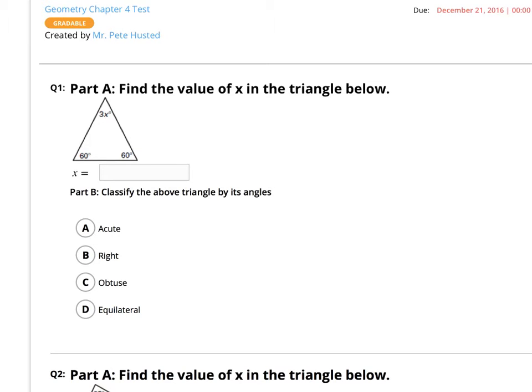Hi guys, here's question number 1 on the chapter 4 test. There's 2 parts. There's a part A here and a part B down here. So let's talk about part A first real quick. They want us to find the value of x.